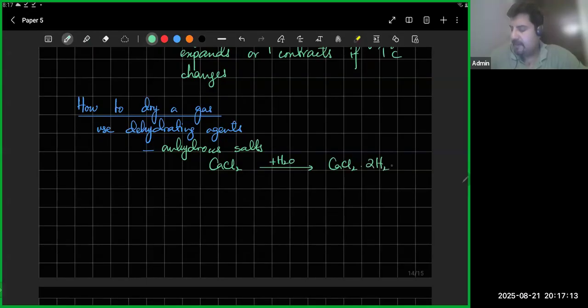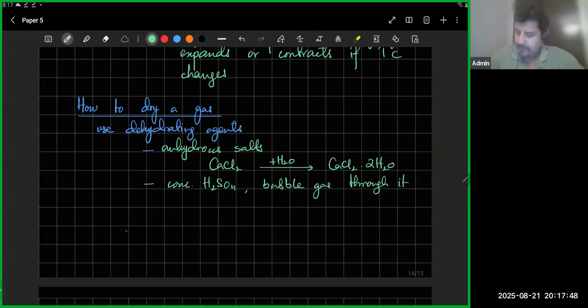So, I mean, a lot of your electronic devices, they have these dehydrating agents, which are often used to absorb water from a gas. If there's water or there's moisture, that could be done. There's certain other dehydrating agents like concentrated sulfuric acid. So what you can do is you can bubble gas through it. Again, you have to be very careful with the apparatus that you're using.